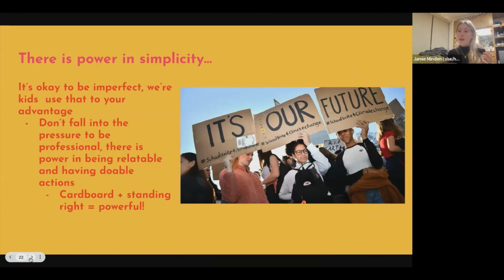And that, because you can have a one-person action one week, one Friday, and then post about it, and then a couple people see it and get inspired. And then the next week your action has got 3 people, and the next week it's got 5 people, you know what I mean? So really small actions can make a really big difference, and that is what Fridays for Future is all about. So we're kids, so we're not gonna be perfect, don't be afraid to mess up. It's okay. And don't fall into pressure to be really professional. Just having a really relatable and doable action is sometimes way more inspiring than having a really professional action.